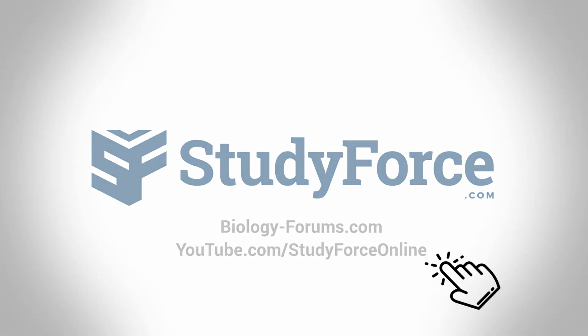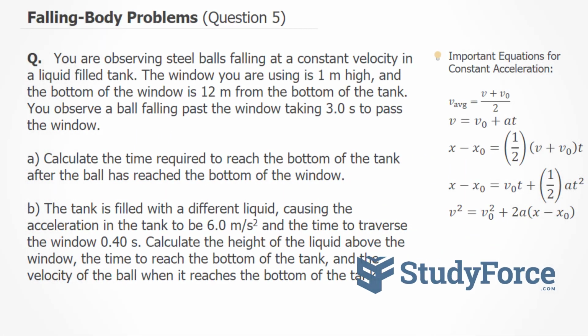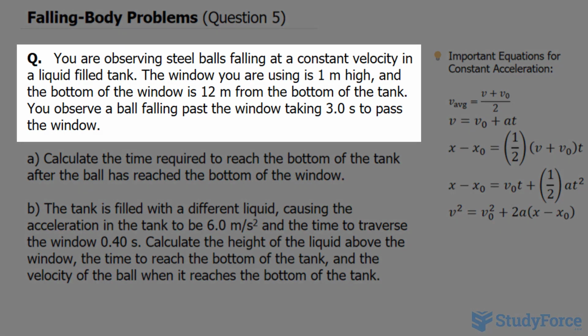Welcome back to question 5 of our falling body problems. This time the question reads, you are observing steel balls falling at a constant velocity in a liquid-filled tank. The window you are using is 1 meter high, and the bottom of the window is 12 meters from the bottom of the tank. You observe a ball falling past the window, taking 3 seconds to pass the window.